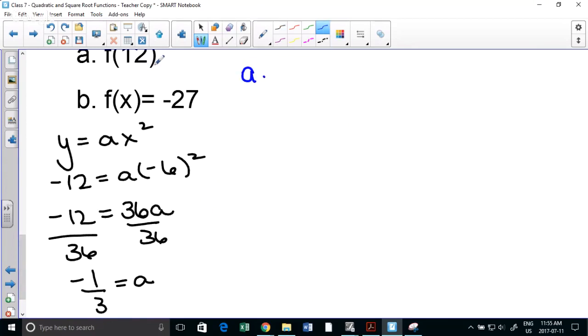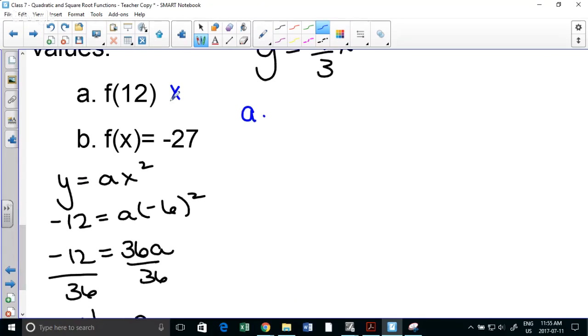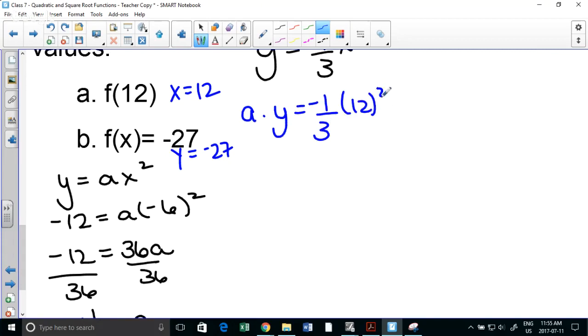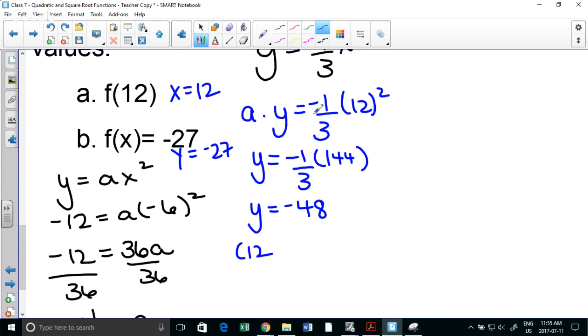This means x is 12. This means y is -27. So here I'm plugging in x as 12. So y, if we have 12 squared, we have 144. This gives us -48. So 12 and -48 is a point on my parabola.